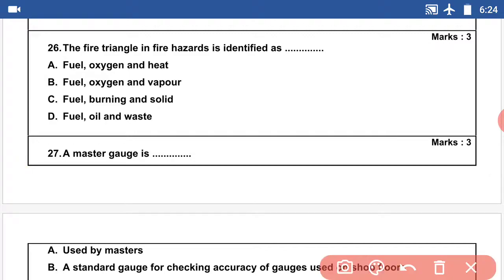The fire triangle in fire cassettes is identified as dash. This question answer: fuel, oxygen and heat. Option A correct answer. Question number 27.